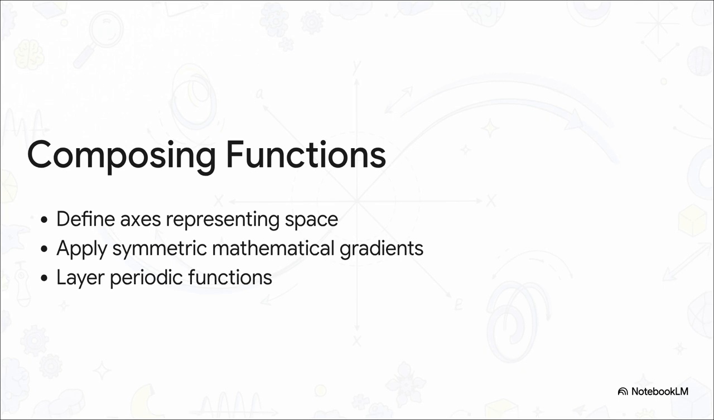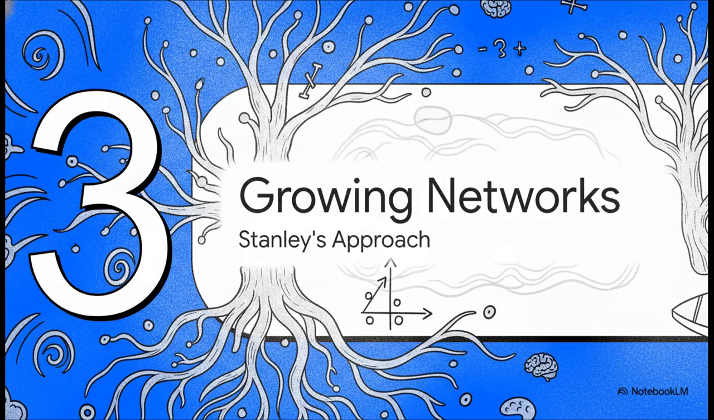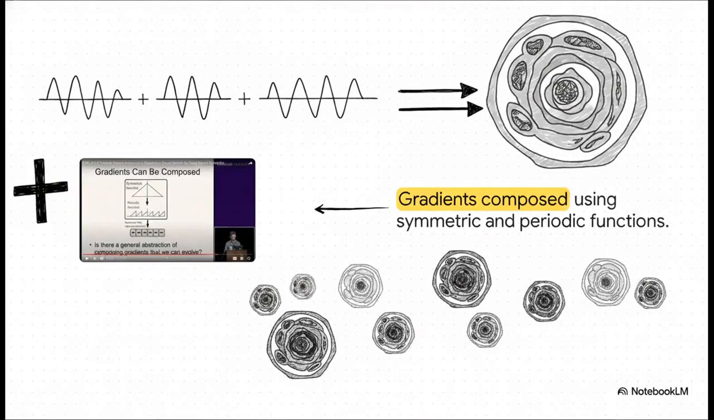This specific framework, function composition over coordinate Cartesian space, is the absolute magic wand here, and it brings us perfectly to our first creator. Which brings us to Section 3, CPPNs, growing neural networks, Kenneth Stanley's approach. So Kenneth Stanley takes direct inspiration from biology and uses what he calls compositional pattern-producing networks, or CPPNs for short. Look at how this works.